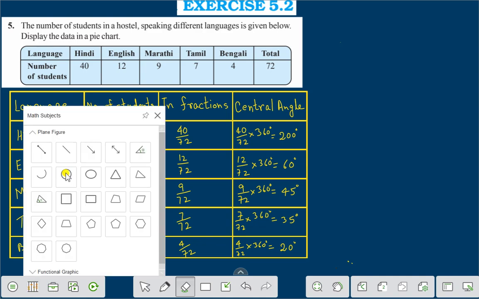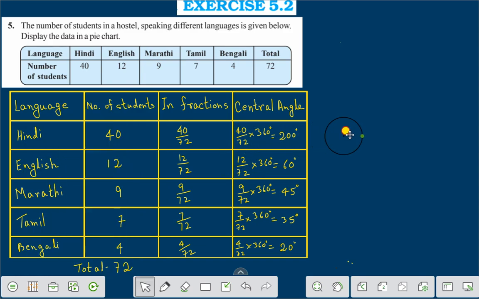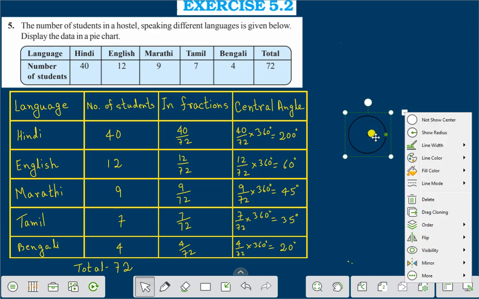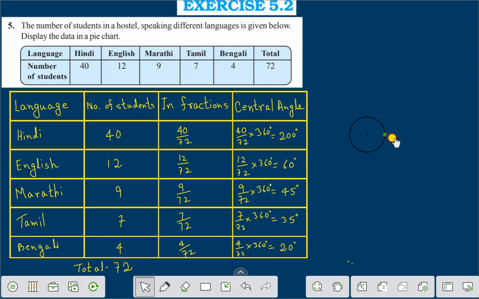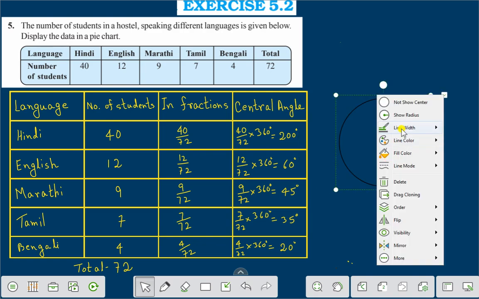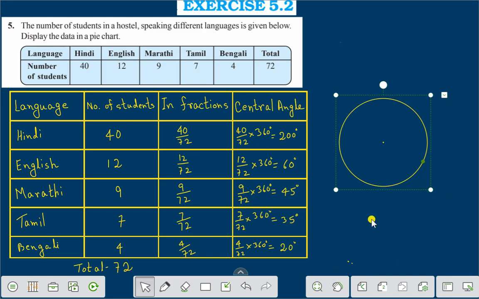For that, let us take a circle here. Here we have taken a circle, and we increase the circle size, right? Now change the color as white, as yellow, right? We will make these angles 200, 60 degree, 45 degree, 35 degree and 20 degree.